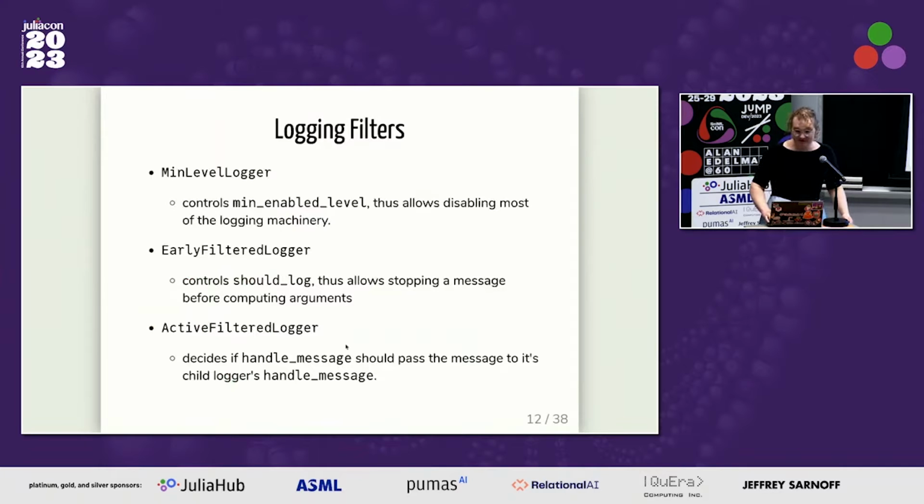So LoggingExtras exposes three filters. The min level logger, which allows you to set this and just disable, say, everything that isn't an error or everything that isn't a warning. The early filtered logger, which, as I mentioned, stops messages before we have to go and compute their arguments. Or the active filter logger, which has all the control because it's actually intercepting the handle message rather than the should log. But it's already too late to avoid computing any arguments. But you have full control, which is good.